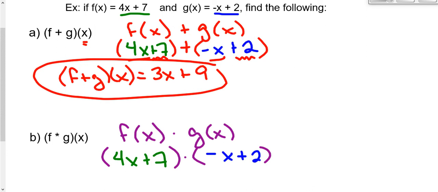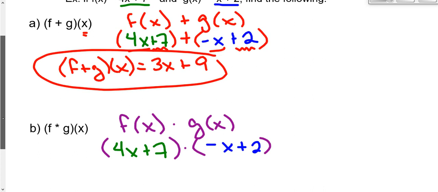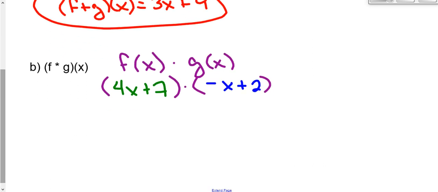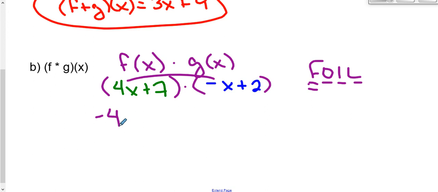Now in order to multiply these together, I'm going to have to use the FOIL technique that we haven't seen since Algebra 1. We didn't really get to review it very much. But foiling is where we multiply the first, outside, inside, and last terms together. And then we can combine like terms to simplify. So I'm going to start with the first terms and multiply those together. 4x times negative x. 4 times the negative gives me negative 4. And x times x gives me x squared.